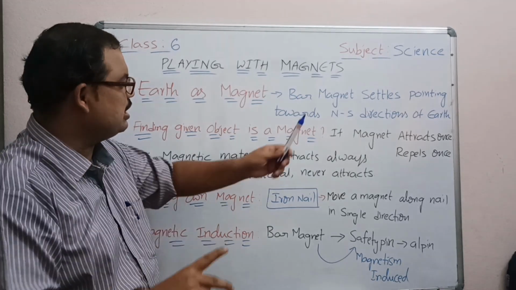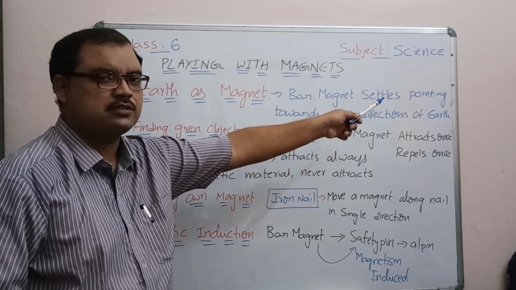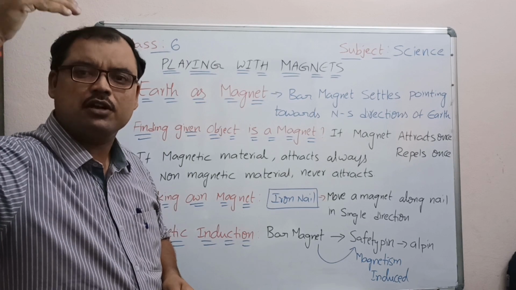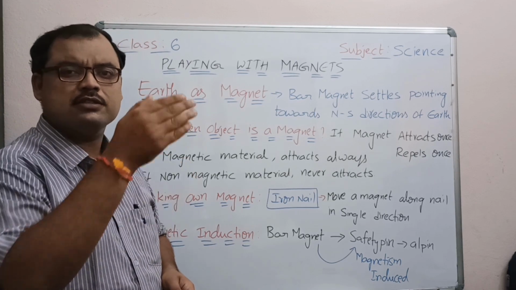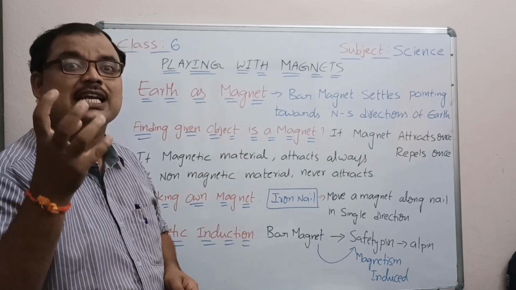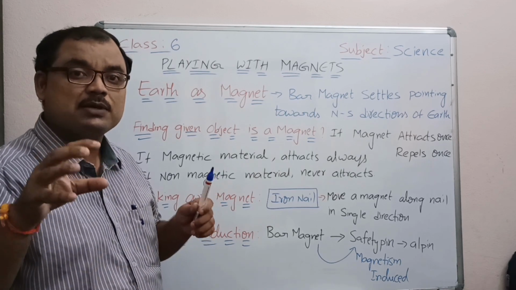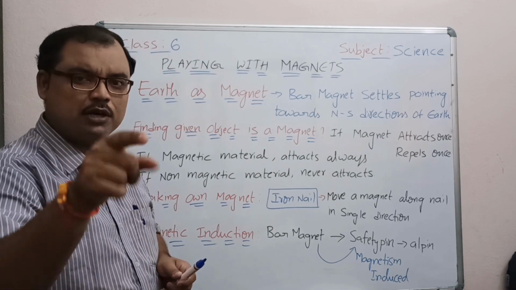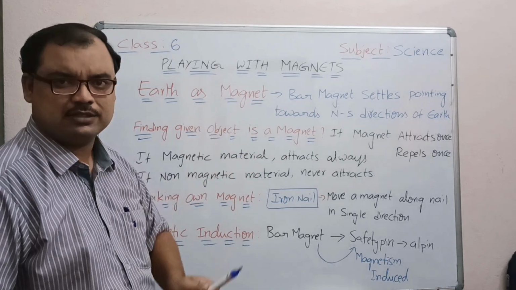That's why it is written here: bar magnet settles pointing towards the north-south directions of Earth. The north pole of the bar magnet will be pointing towards the north pole of Earth, and the south pole of the bar magnet will be pointing towards the south pole of Earth. Why is it happening? Because Earth has that magnetic power of attraction. So the invisible magnet is Earth. That can be confirmed by this activity. So Earth is a magnet.